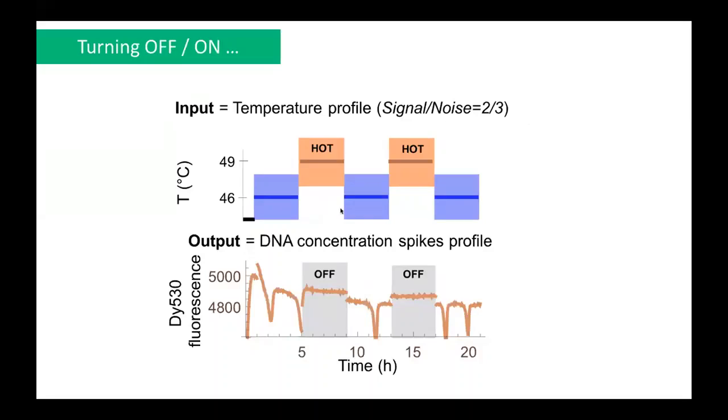So we did an experiment where we input some temperature profiles with quite high noise, for instance, a signal to noise ratio of 2/3. We do low temperature, high temperature, low temperature, high temperature, and we expect, and we obtain, that at low temperature our system oscillates, then at high temperature it's off, oscillates again, off, on.